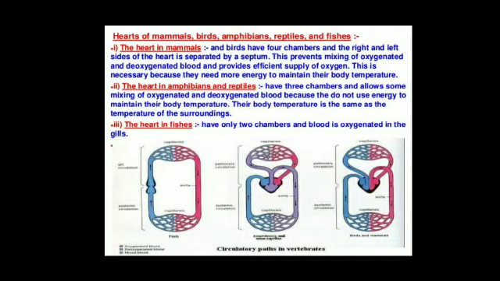Heart of mammals, birds, amphibians, reptiles, and fishes. In your previous class, you have read about classification of chordates or classification of vertebrates. So when we discussed classification of vertebrates, we read about 5 classes: Pisces, Amphibia, Reptilia, Aves, that is birds, and mammals.